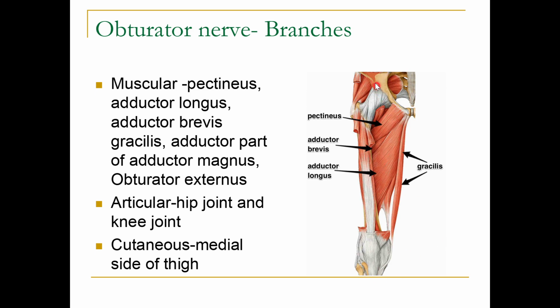So if there is pain radiating to both the joints, we have to think about obturator nerve injury. It also supplies the medial side of the thigh, that is the cutaneous branch. It gives rise to muscular branches mainly to the adductors. All these muscles are the adductors. So if there is an injury to the obturator nerve, this results in paralysis of these muscles. At the same time, there is a loss of sensation over the medial aspect of the thigh.